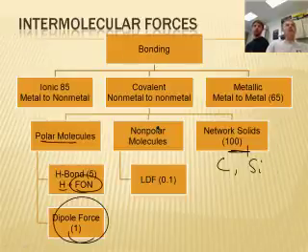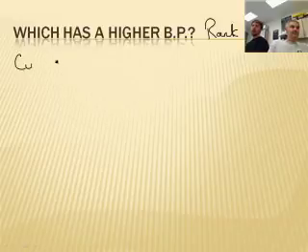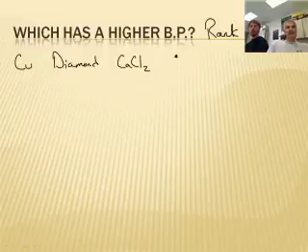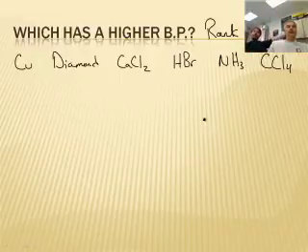Okay, let's do one more. Actually, instead of higher boiling point, we're going to rank them. So I've got several of them here. We go. I want copper. I want a diamond. I want calcium chloride. Calcium chloride is CaCl2, folks. I want hydrobromic acid, HBr. I want ammonia, NH3. And I want carbon tetrachloride, CCl4. Okay. So we're going to rank them from highest to lowest.